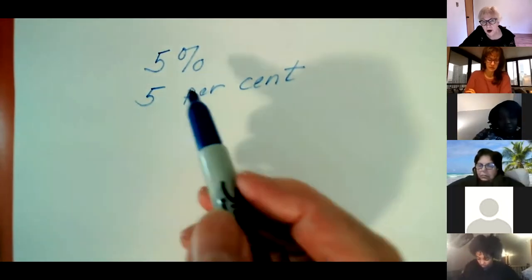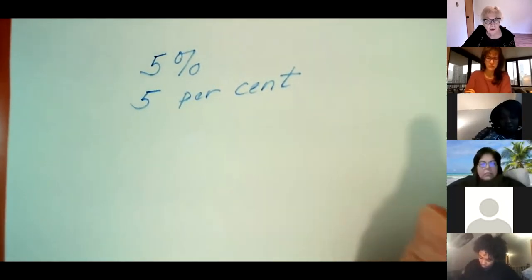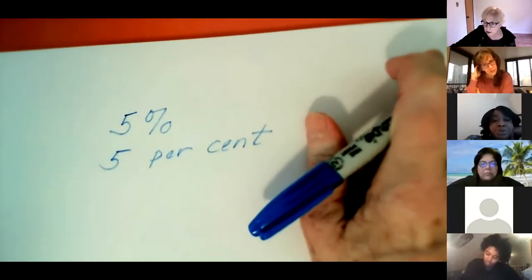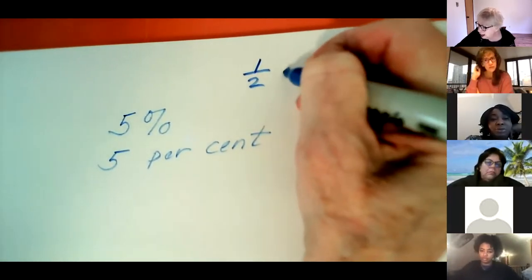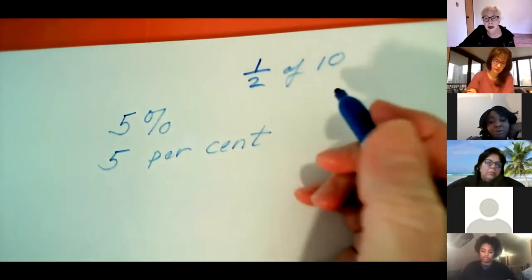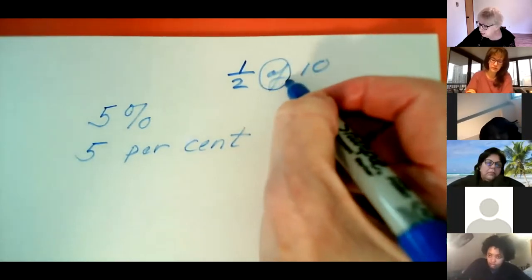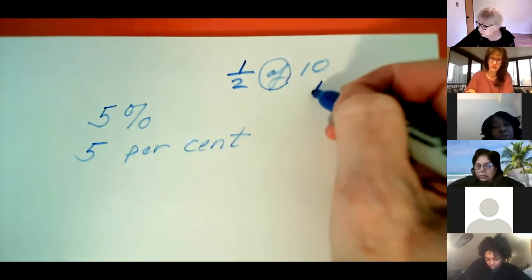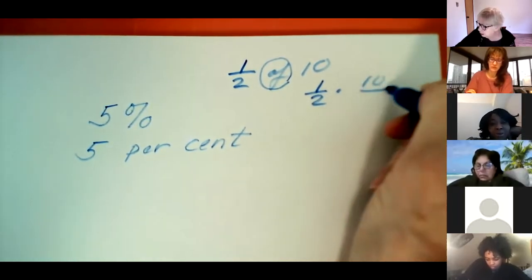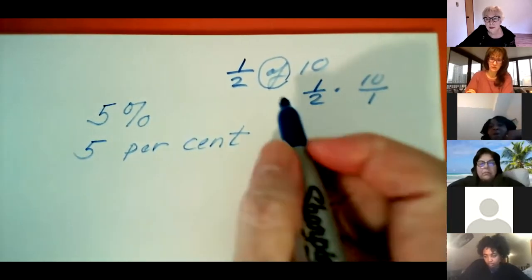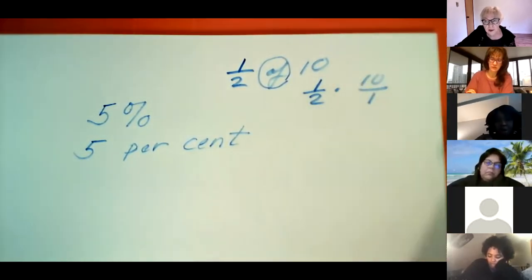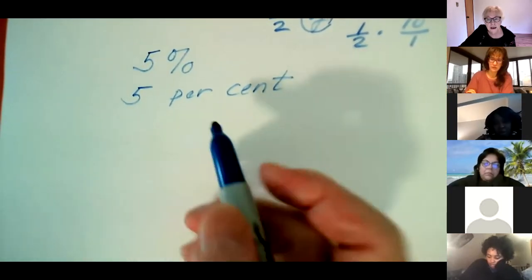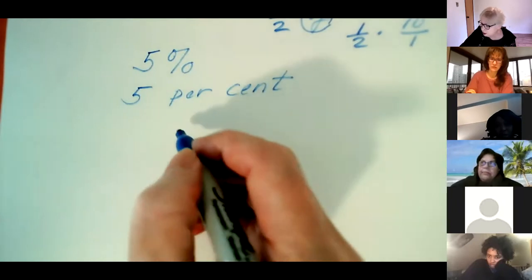Now, we've had problems where we saw an example where they use the word of. So for instance, when we had half of 10, the word of mathematically meant multiply. And so what you would do is interpret it like this, and then go ahead and solve the problem. But with 5%, literally per means divide.